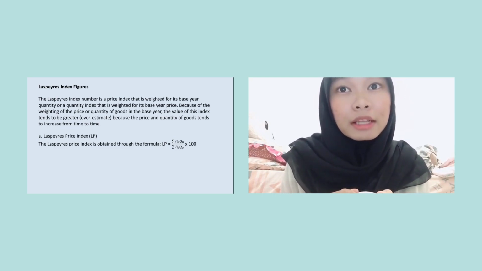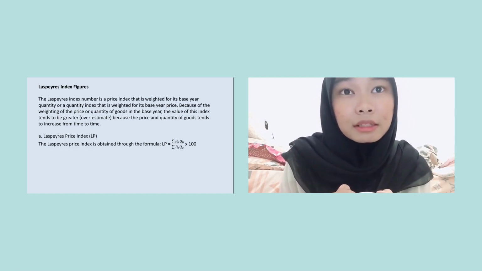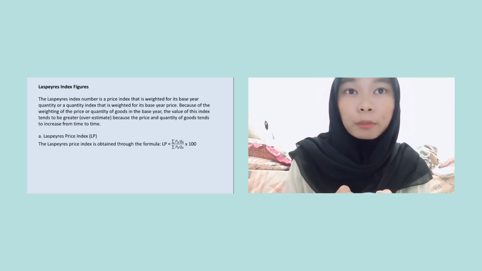Laspeyres price index. The Laspeyres price index is obtained through the formula. IL is sigma Pn multiplied by Q0 over sigma P0 multiplied by Q0 multiplied by 100.